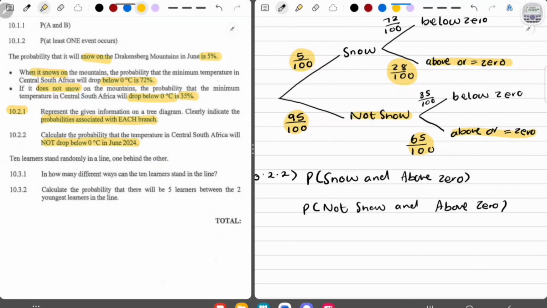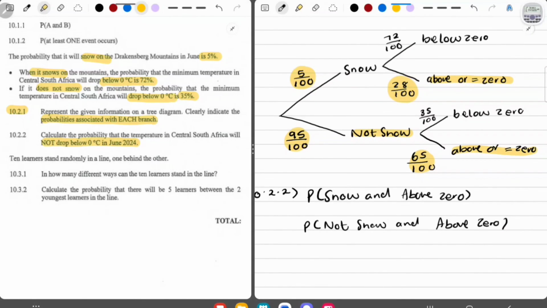Now, what are we doing with these? Well, if you look at it in a language sense, when they told you to find the probability that the temperature will not drop below 0 degrees, you need to take everything that does not have below 0. So we can take the probability that it will snow and the temperature will be above 0, or we can take the probability that it's going to not snow and the temperature is going to be above 0. So what does this word "or" mean?